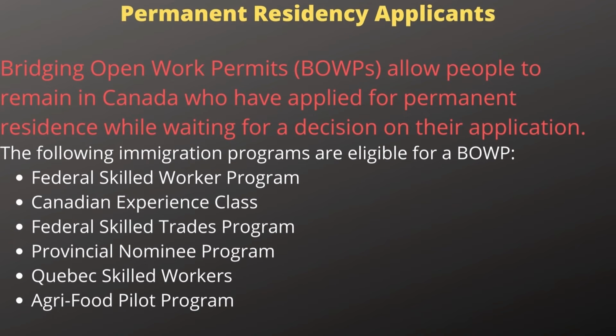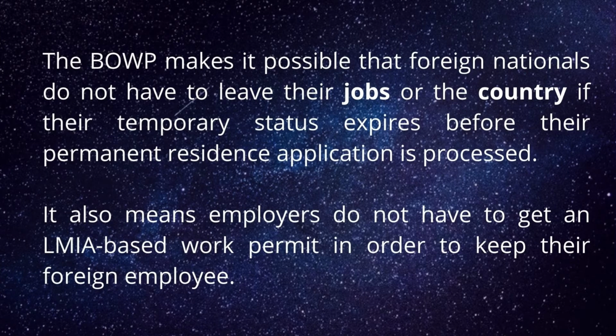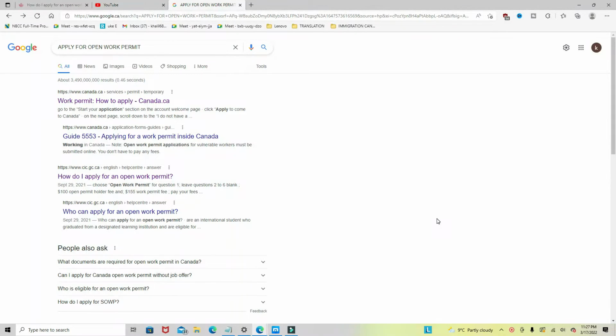If you are a permanent residence applicant, then you can apply for a bridging open work permit that will allow you to remain in Canada without leaving your job, if you have applied for permanent residence and are waiting for a decision on your application. So these are the immigration programs. If you have applied through these programs, then you will be able to apply for a bridging open work permit, guys. The bridging open work permit makes it possible that foreign nationals do not have to leave their jobs or country if their temporary status expires before their permanent residence application is processed. It also means employers do not have to get an LMIA based work permit in order to keep their foreign employees. To apply for an open work permit, then just write on Google: apply for open work permit.